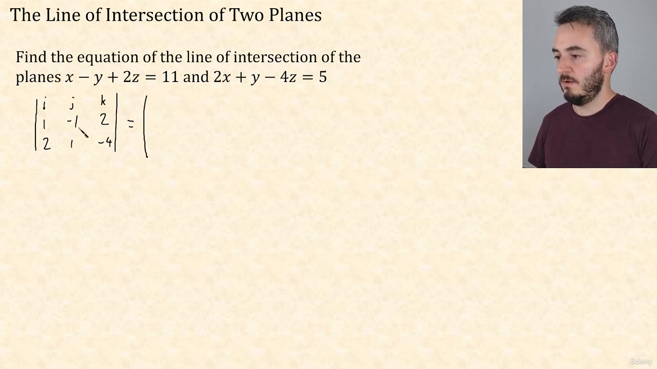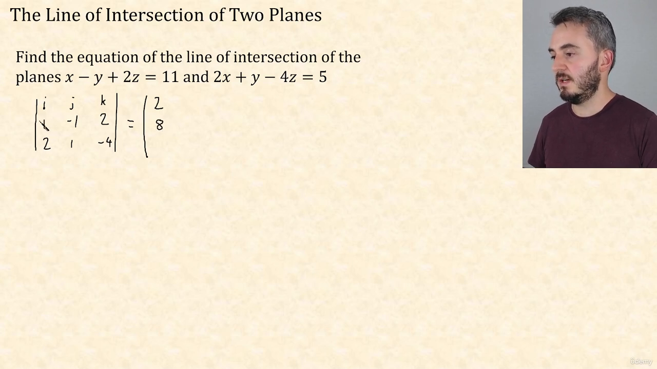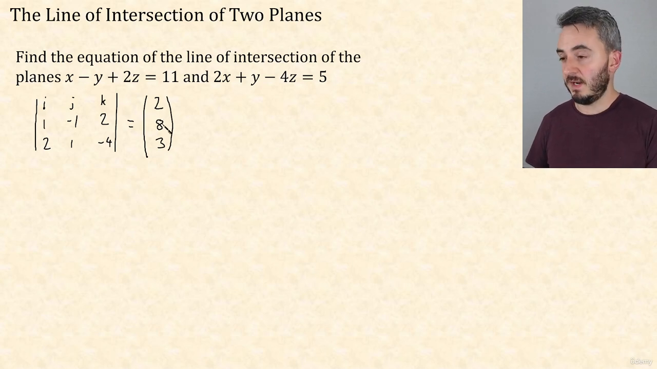i times 4 minus 2 is 2. Minus j times minus 4 minus 4 would be minus 8, that becomes 8. And k times 1 plus 2 is 3. So 2, 8, 3 is a vector which is perpendicular to both of our perpendiculars. So 2, 8, 3 is the direction vector of our line of intersection. So all we need is a point on that line.